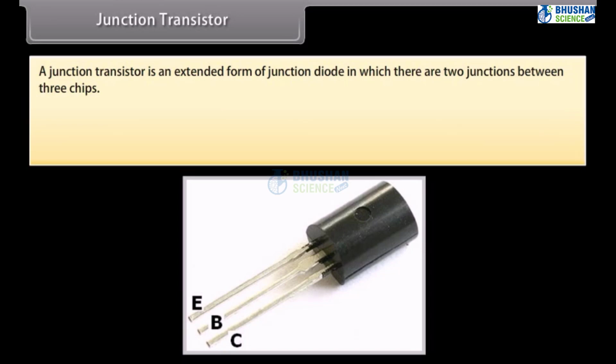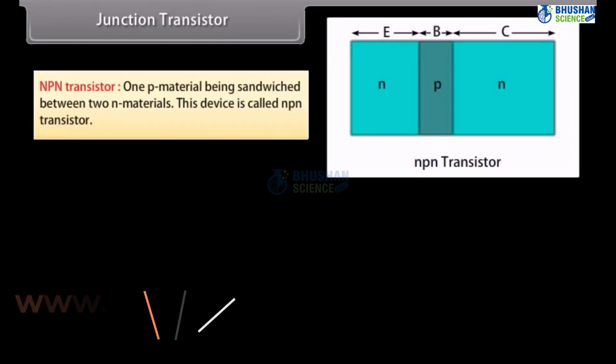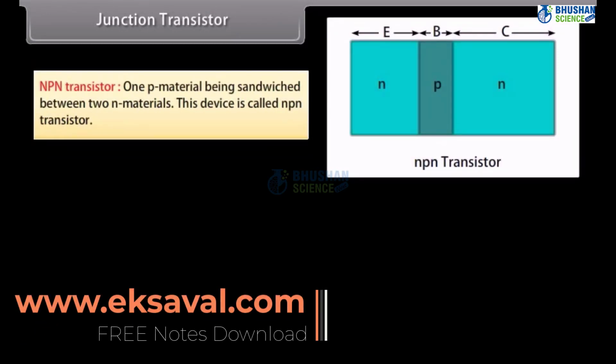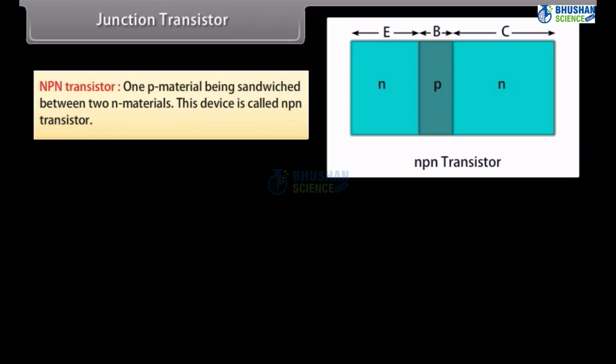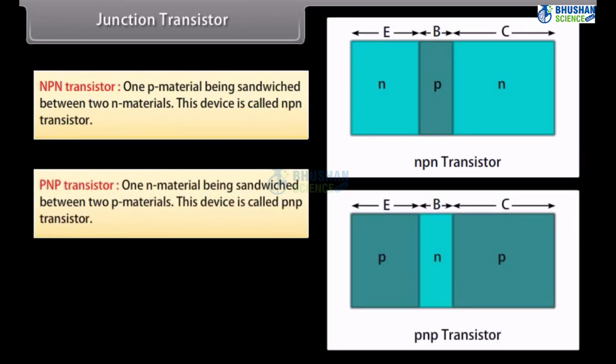Junction transistor. A junction transistor is an extended form of junction diode in which there are two junctions between three chips. There are two kinds of transistors: NPN transistor and PNP transistor. In NPN transistor, one P material is sandwiched between two N materials. This device is called NPN transistor. In PNP transistor, one N material is sandwiched between two P materials. This device is called PNP transistor.